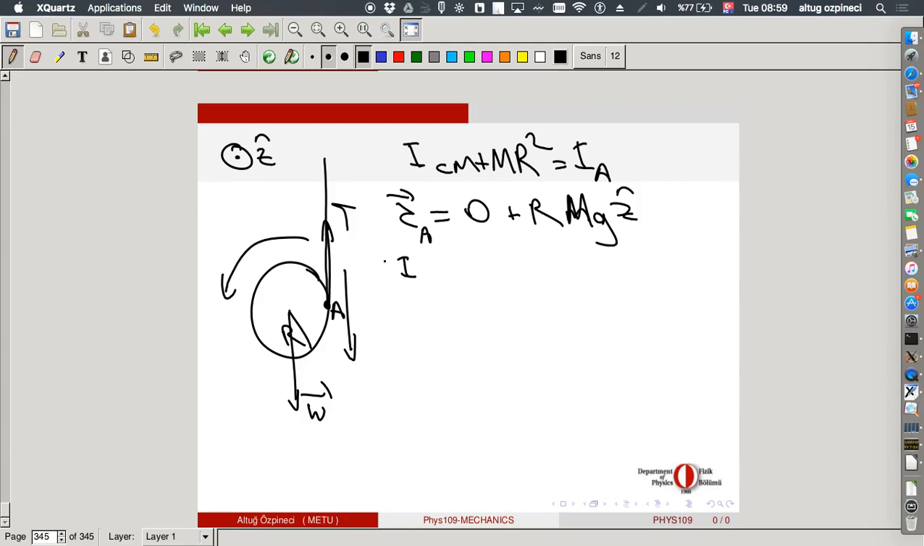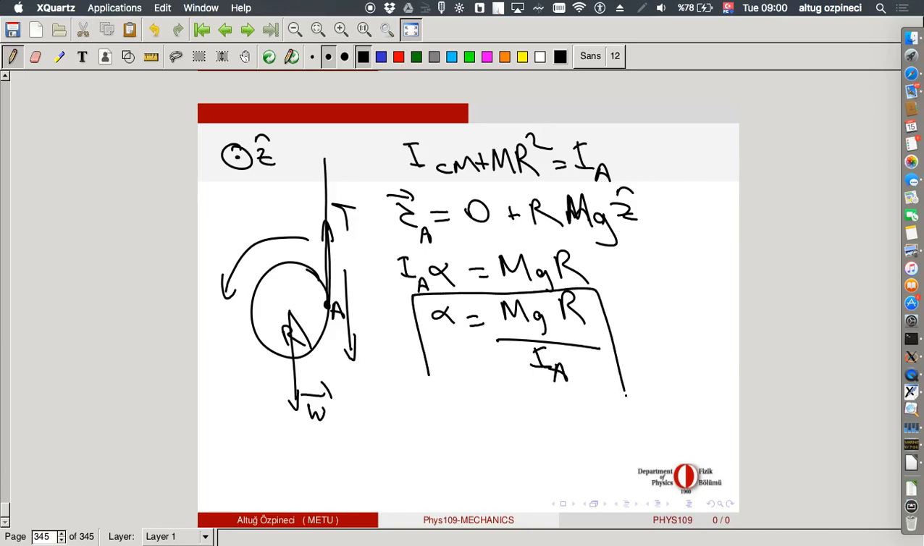The angular acceleration, remember, the moment of inertia around the axis going through A times the angular acceleration around the axis going through A is equal to the torque, which is mg times r. This is what we had derived. Or alpha is equal to mg times r over Ia. So this is the angular acceleration around this point.